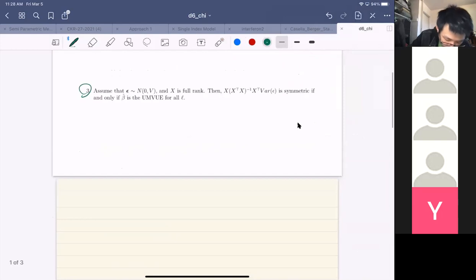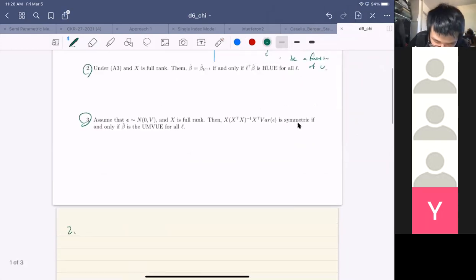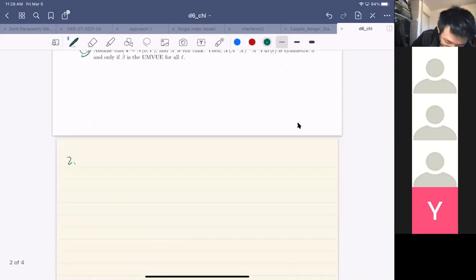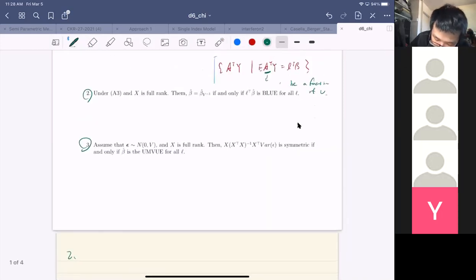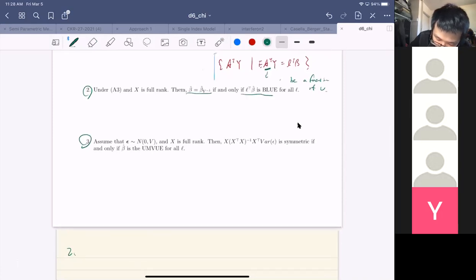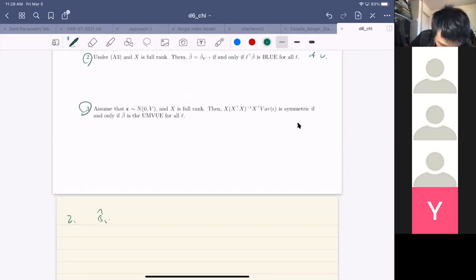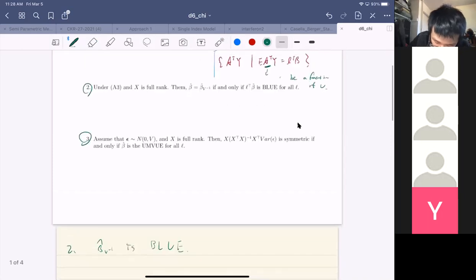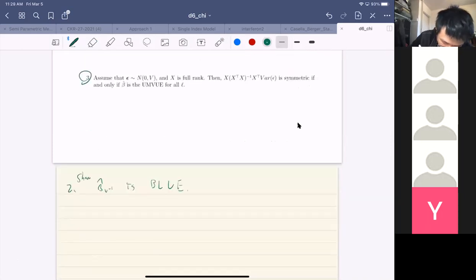Originally, why I did this question, I went from the definition to show that beta hat is BLUE. But I think in the notes that way is much faster.